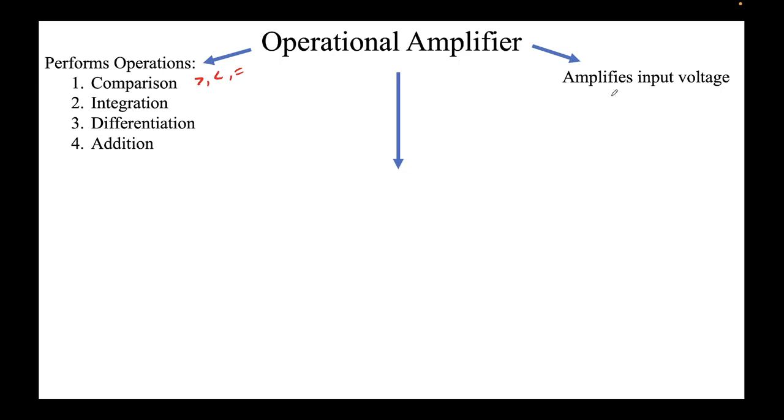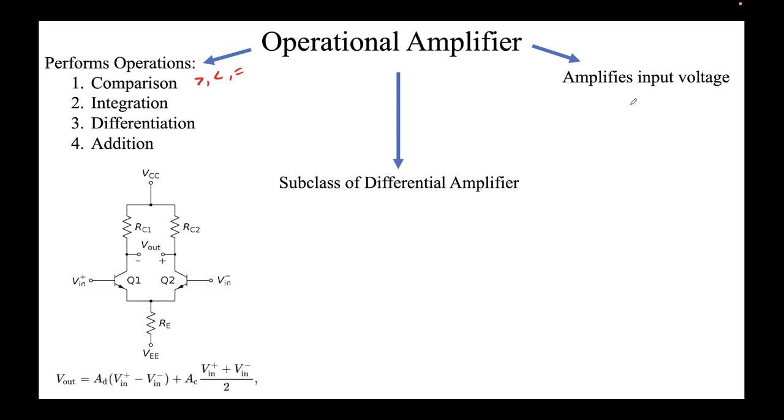Why amplifier? Because it amplifies the input voltage. We'll see in a minute what exactly we mean, where the input voltage is and how to get the output voltage. It is to be noted that the operational amplifier is a subclass of the differential amplifier. The differential amplifier is on the bottom left of your screen.